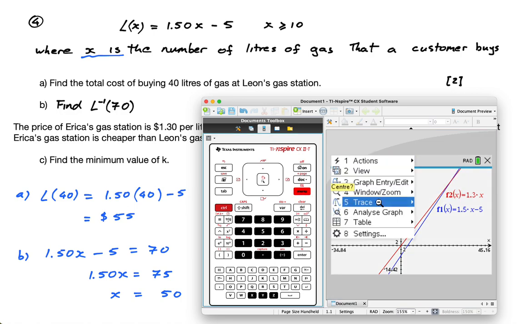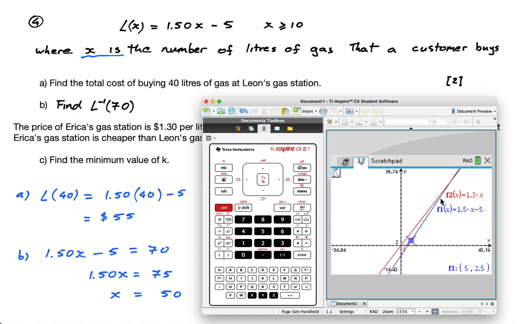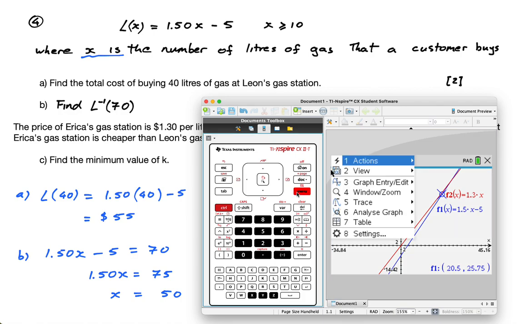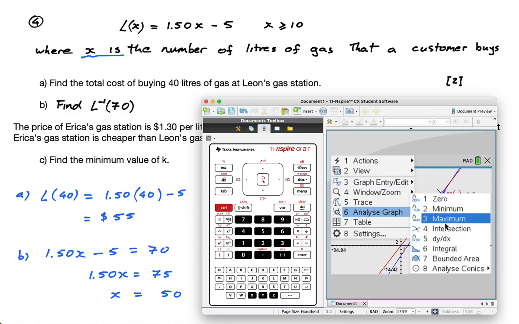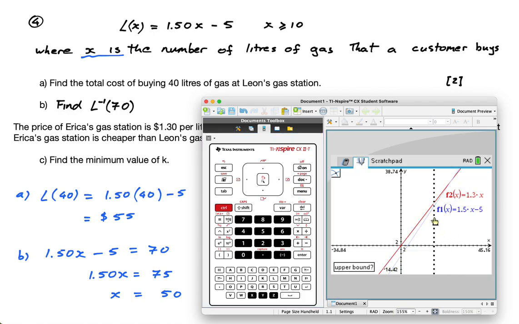So let's actually find that. I'll do graph trace, and I'll move along here. Let's see what's happening. Okay, it doesn't actually give me the intersection there, so I'm going to find that intersection first. So I'm going to do menu, analyze graph, intersection. Okay, so it actually intersects when x is 25. So once you buy 25 liters, they're the same.